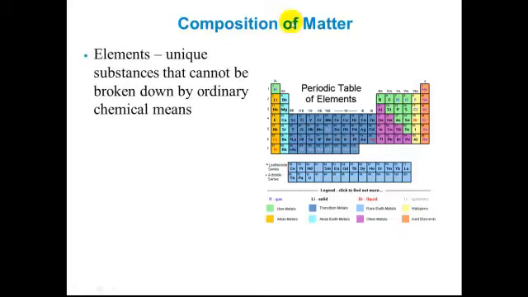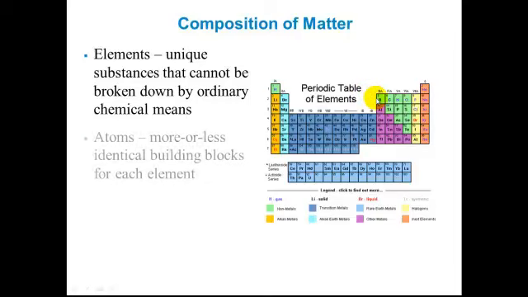This diagram here shows us the periodic table of the elements. Elements are, by definition, unique substances that cannot be broken down by ordinary chemical means. These are going to be made of more or less identical building blocks for each element, which we will call atoms.